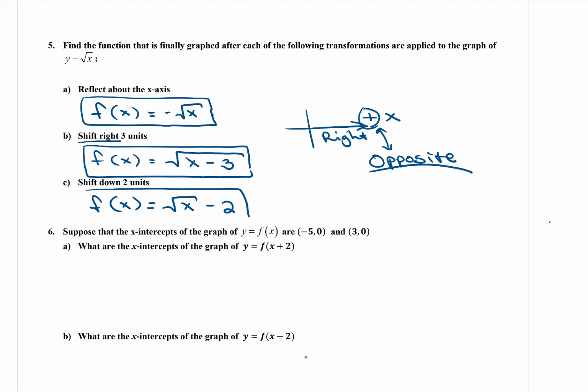If you don't trust me, go ahead and put that into your graphing calculator and see what you get. And the last one, shift down 2 units, we're just going to subtract 2. And that subtraction of 2 has to be outside of the square root.